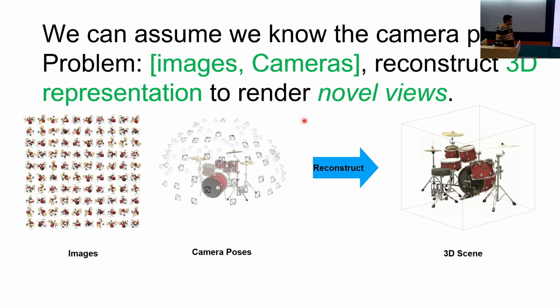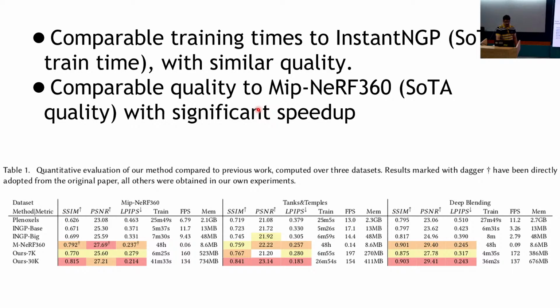So here again the problem statement is the same: we know the camera poses and the images, and we want to reconstruct this 3D representation so that we can render the novel views. Okay, we can skip this, maybe we can come to it later.